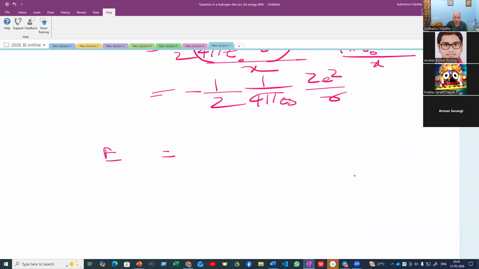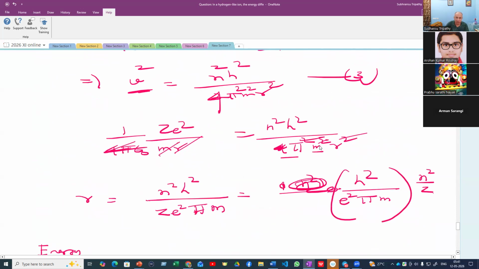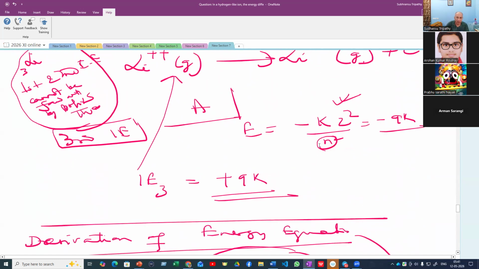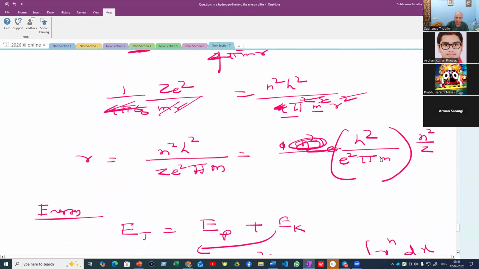So E total will be minus 1 by 8 pi epsilon naught Jd square. And let us put the value of R, about which you are reminding me, the expression of the radius that we derived earlier.